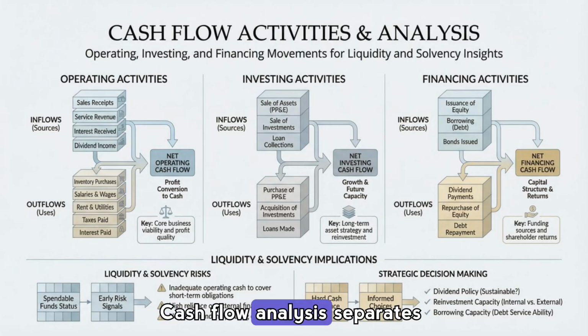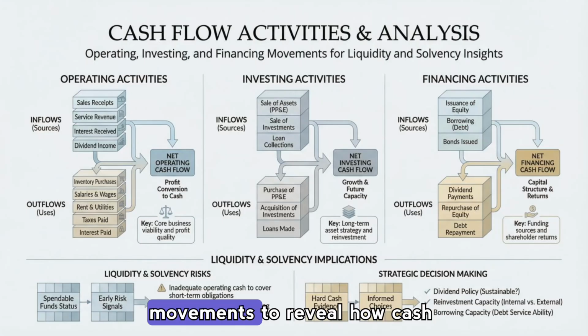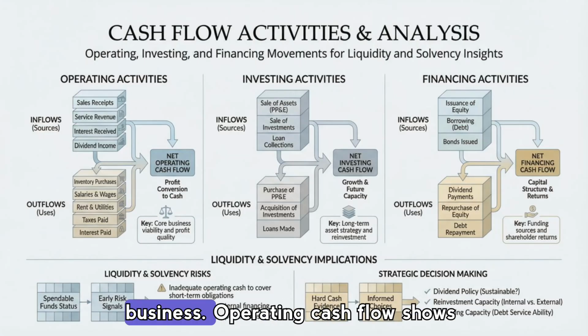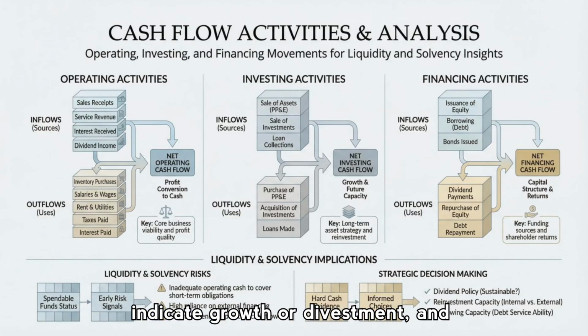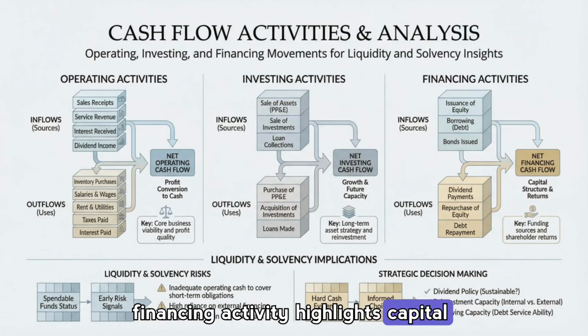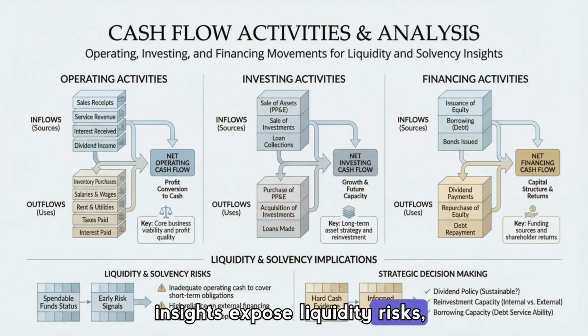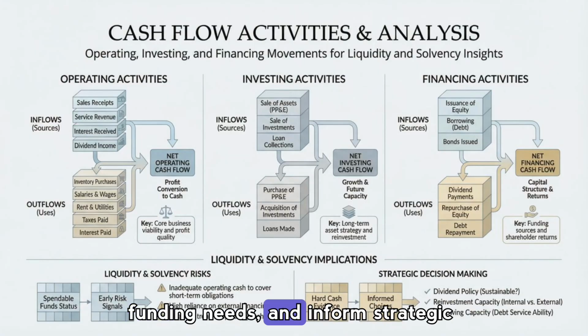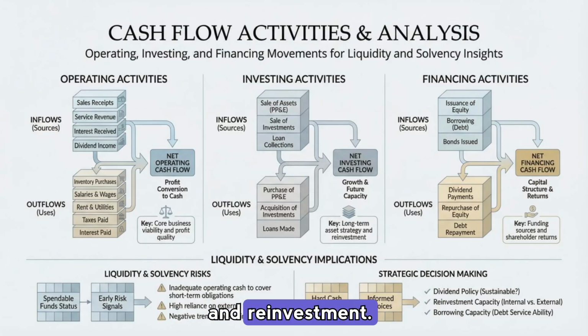Cash flow analysis separates operating, investing, and financing movements to reveal how cash actually enters and leaves the business. Operating cash flow shows core viability, investing flows indicate growth or divestment, and financing activity highlights capital structure changes. Together, these insights expose liquidity risks, funding needs, and inform strategic choices about dividends, borrowing, and reinvestment.